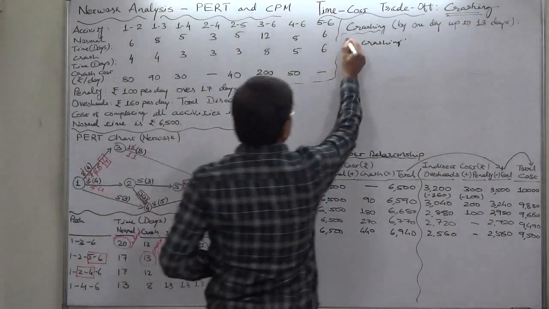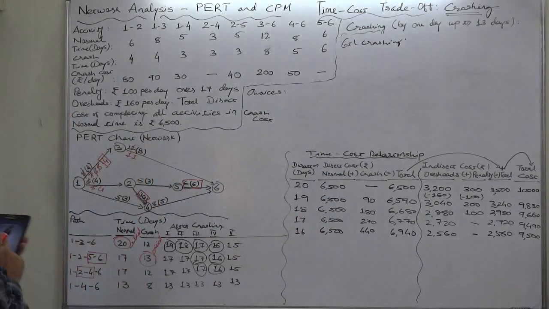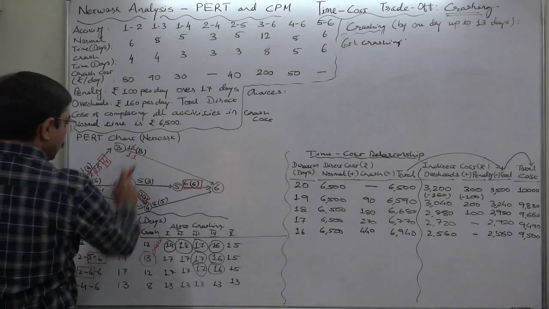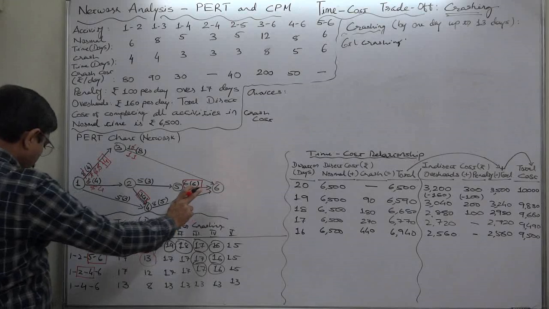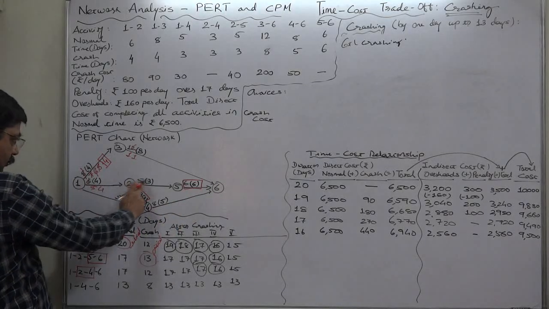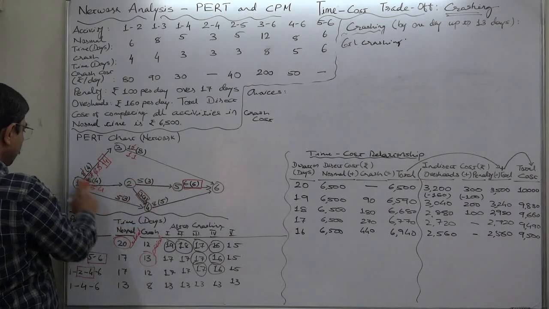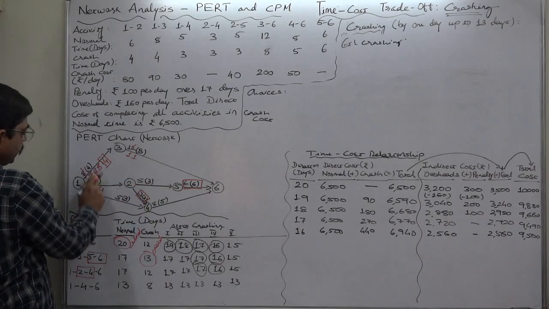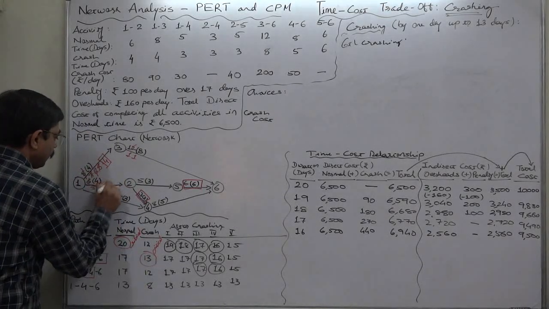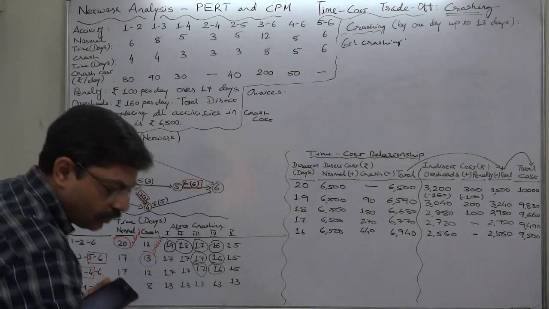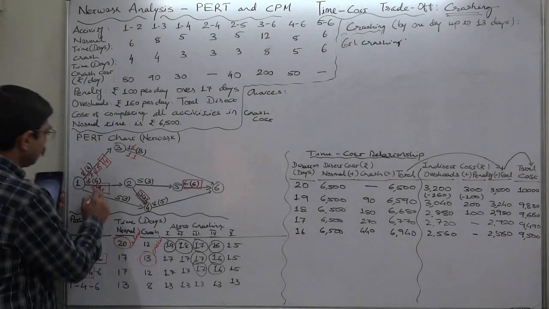In case of 6th crashing, we have choices of again 3, 6 from the first path, 2, 5, or rather 1, 2 is now not available. Yes, I have to highlight this. 1, 2 is now not available. This is the sign that we should not consider this activity. So 1, 2 is not available.